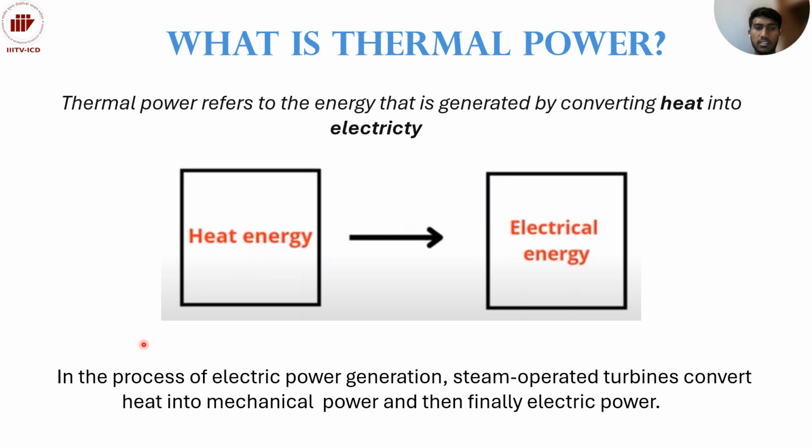In this process of electric power generation, steam operated turbines convert heat into mechanical power. Firstly, using these turbines, heat is converted into mechanical power, and then finally it is converted to electric power. It is not converted directly to electric power. After this conversion, the electric power is stored in a powerhouse, and by using that powerhouse, this electrical energy is slowly used.